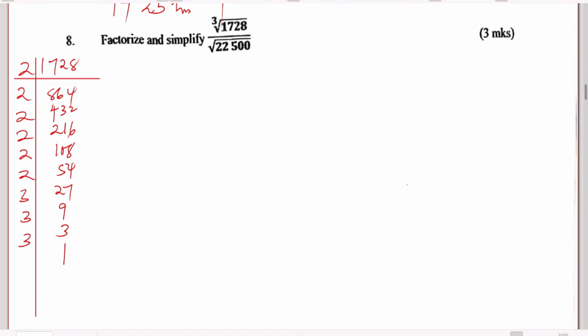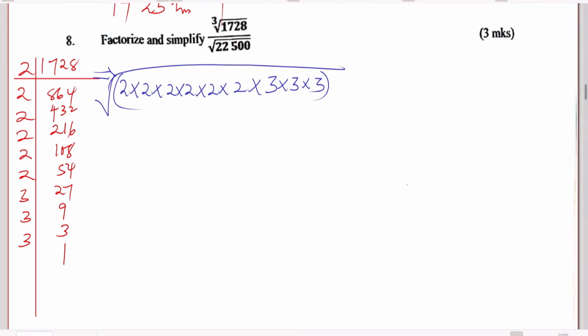So 1728 as a product of its prime factors will be 2 by 2 by 2, how many times? 1, 2, 3, 4, 5, 6, 6 times. By 3 by 3 by 3, that is 3 times. Now we are getting the cube root of the whole of these numbers.